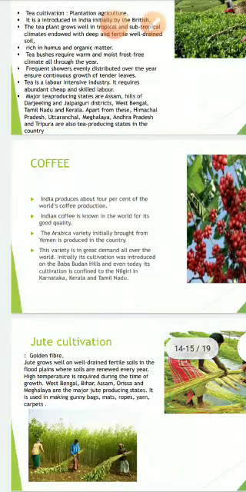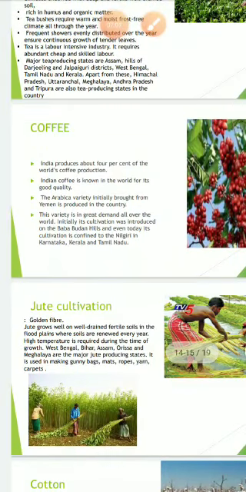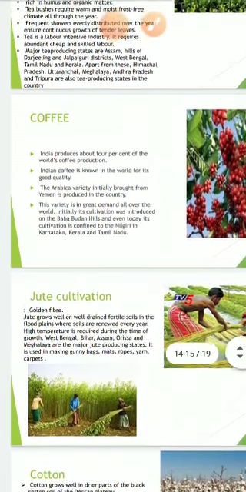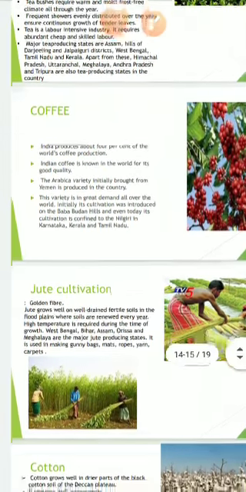Tea is a labor-intensive industry. It requires abundant, cheap and skilled laborers. Major tea-producing states are Assam, the hills of Darjeeling and Jalpaiguri districts of West Bengal, Tamil Nadu and Kerala. Apart from these, Himachal Pradesh, Uttaranchal, Meghalaya, Andhra Pradesh and Tripura are also tea-producing states of the country.